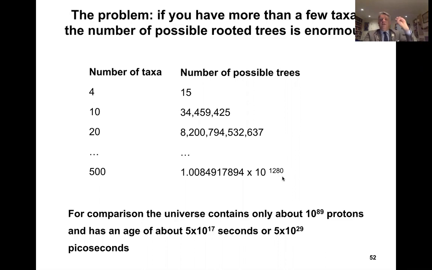For comparison, the universe contains only about 10 to the 89th power protons and has an age of about 5 times 10 to the 17 seconds, or 5 times 10 to the 29 picoseconds. So we evolutionary biologists can brag that we are dealing with numbers that are far larger than any encountered in the physical sciences. But the point is, this is an enormous number of trees to evaluate, and there is no way to exhaustively evaluate them all. How do we do that?